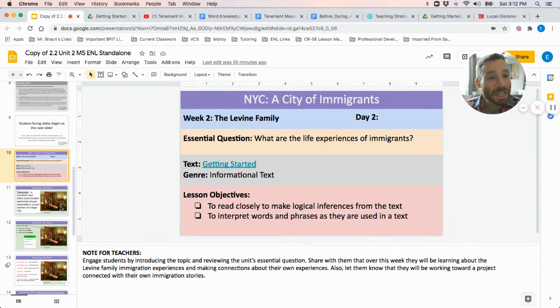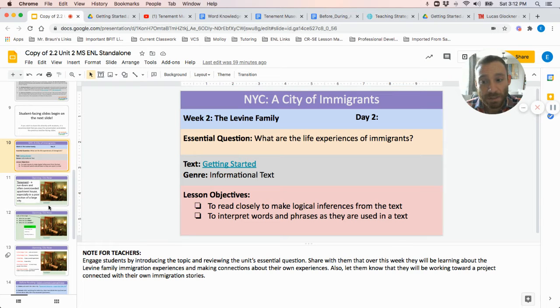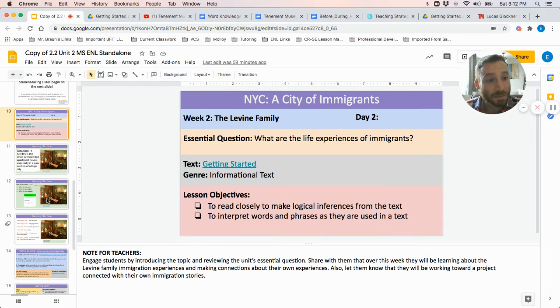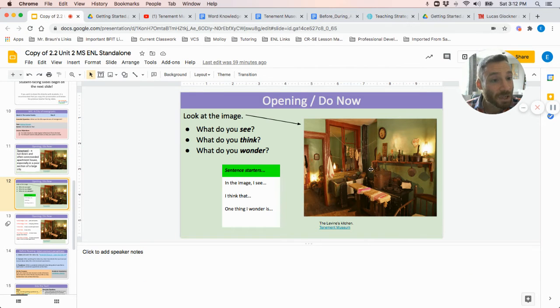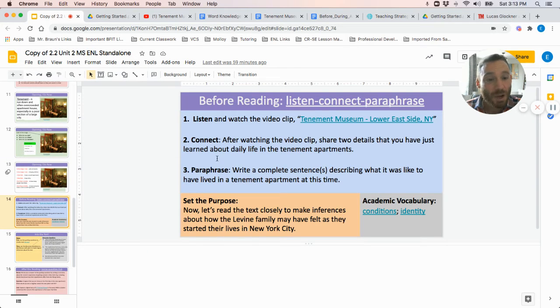We are going to be learning a key term called tenement. A tenement is the type of apartment that the Levine family lived in. We will be looking at an image of what their kitchen looked like inside their apartment. We will be watching a short video clip sponsored by the Tenement Museum, a very interesting museum that restores New York City's tenements so viewers today could see a closer look at what life was like during this time period when many immigrants first started coming to New York City.